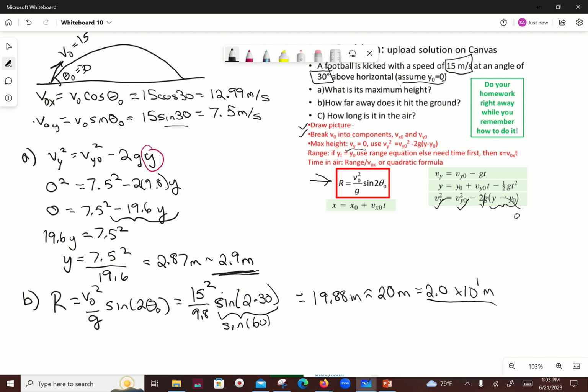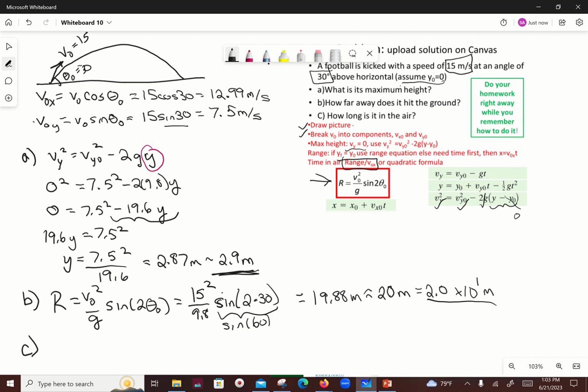Okay, we're almost done. So how long is it in the air? Well, for the time that it's in the air, if I use the range equation, it's the range over v0x, or I can use the quadratic formula. Either of them will work. If I have the chance, I will never use the quadratic formula because the more numbers you put, the more algebra you have to do, the more likely you are to mess up with your numbers. So I always use the simplest possible solution, and there's always more than one solution for it.